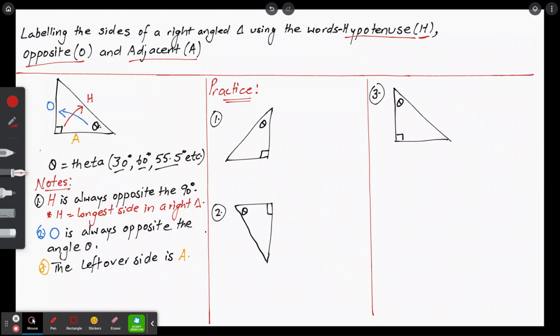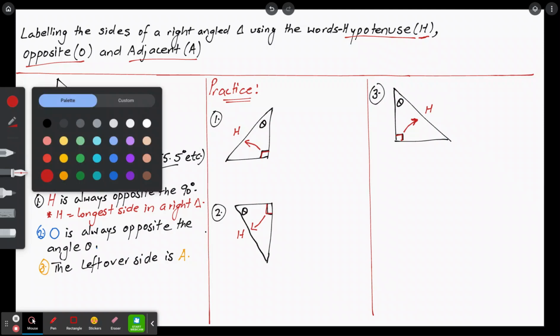So the easiest one to label first is your H, which is opposite the 90 degrees. In all the 3 triangles, you can label your H without even thinking about anything else. So you can quickly put H here, and your H here, which is your hypotenuse, isn't it? Because those 3 sides are opposite the 90-degree angles. Okay, so the H's are done.